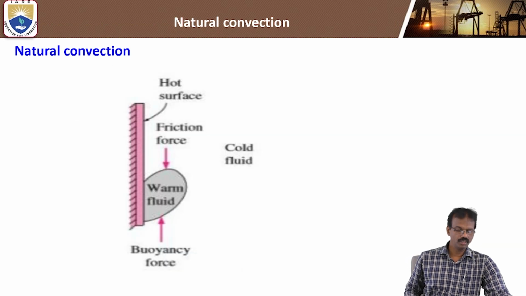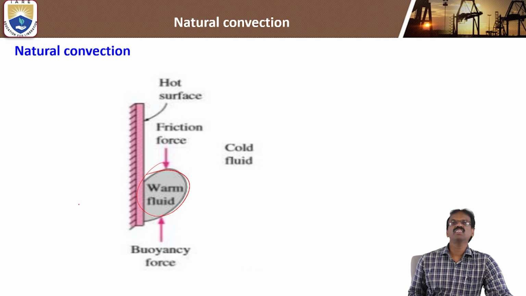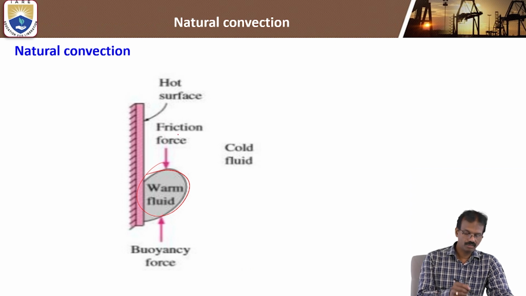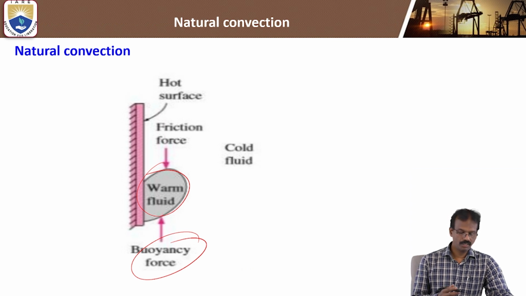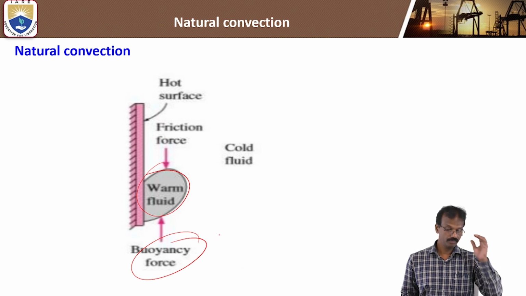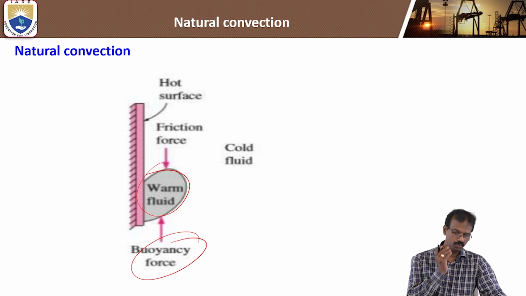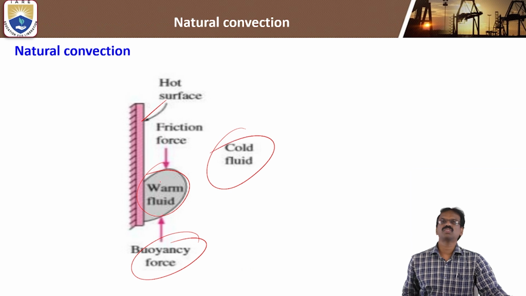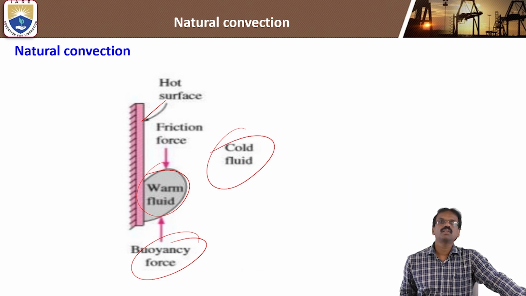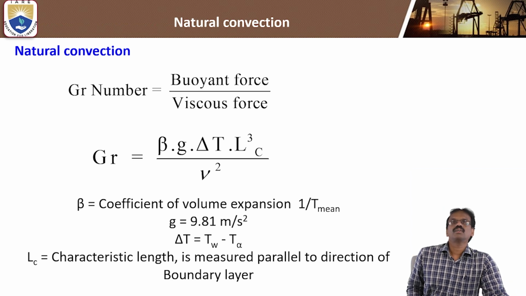Now if you take one particle of warm fluid, the friction forces act in the downward direction, but the buoyancy forces, which are related to density, act upward. Less dense particles move in the upward direction by the effect of buoyancy, but the friction force opposes from top to bottom. This one is the hot surface and this one is the cold surface. This phenomenon is related to the natural convection process. You know the Grashof number.